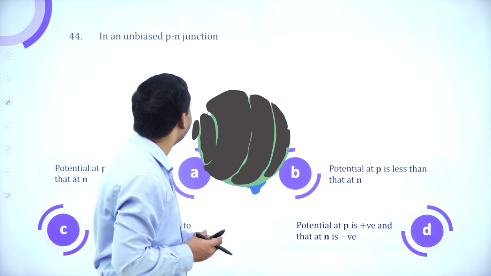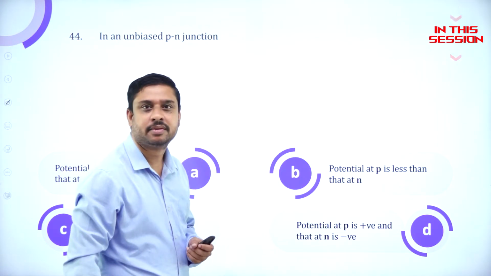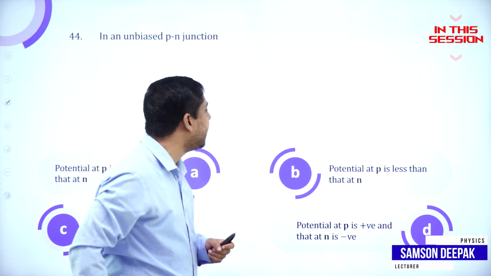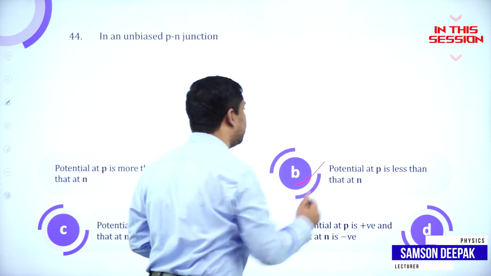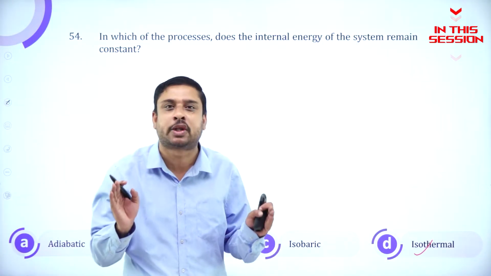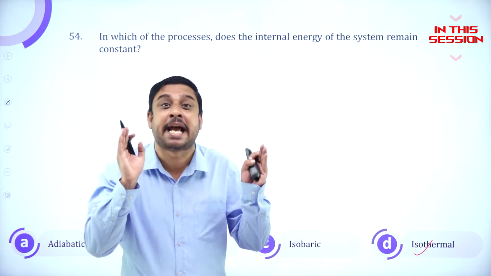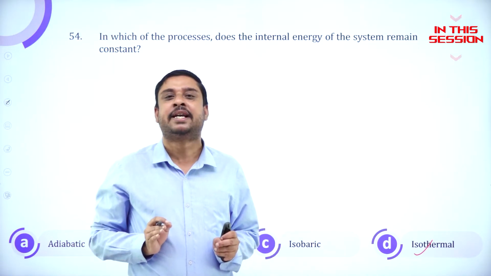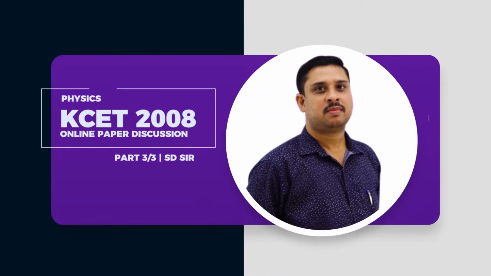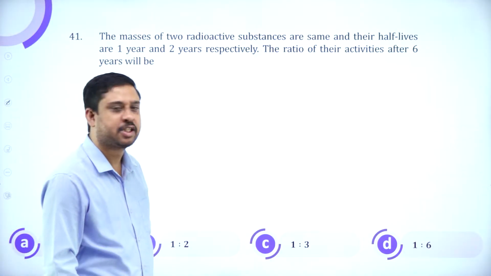In an unbiased PN junction, unbiased potential at P is less than the potential at N. During isothermal process, temperature of the system remains constant. Next question, students.